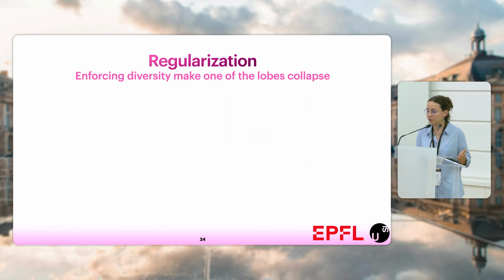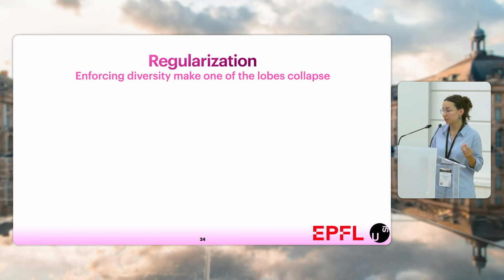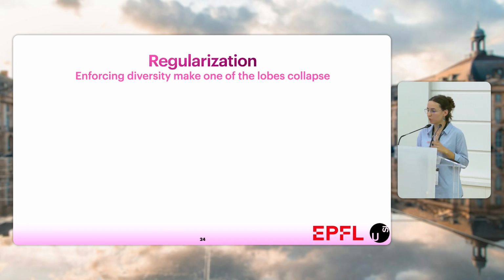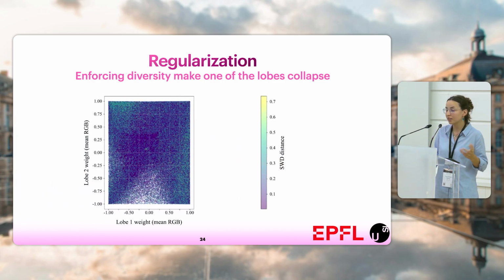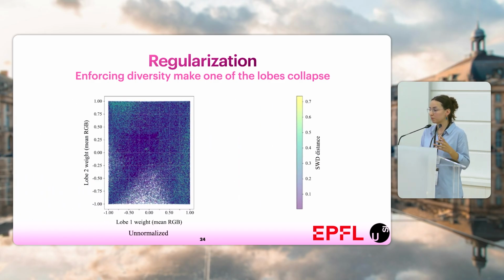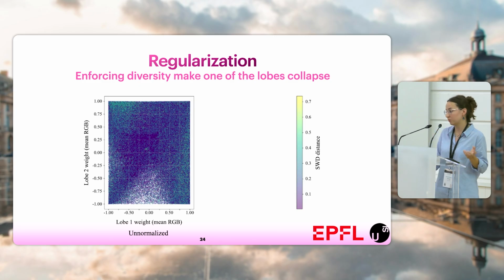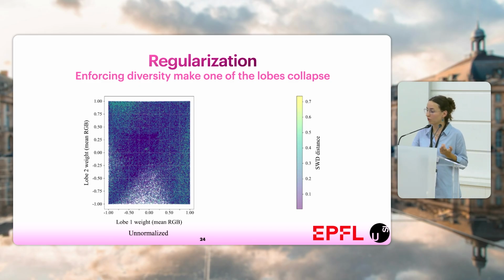Okay, and finally, we investigated whether we could further improve performance in the multi-lobe setting by regularizing the lobes using the Wasserstein distance, which is an optimal transport metric that measures the distance between the spherical distributions. And our idea was that by encouraging diversity among the lobes, we could avoid them collapsing into the same shapes, which can be the case. And the figure shows the contribution of each lobe for every primitive.